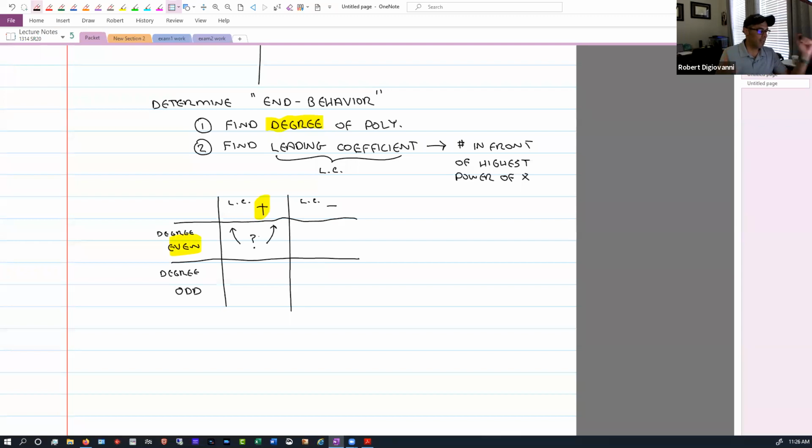Now, let's say we have an even degree but a negative leading coefficient. Well, that's going to be different. The left side is going to go down, the right side is going to go down, and in the middle, it may squiggle around, but I know that both sides go down. Does that make sense, how this table's working?